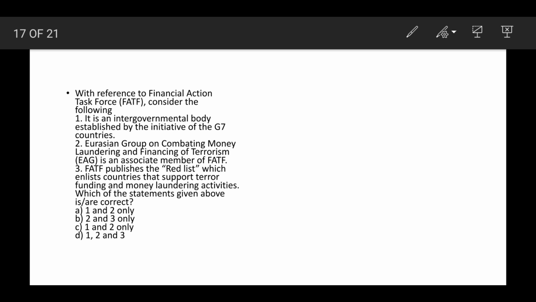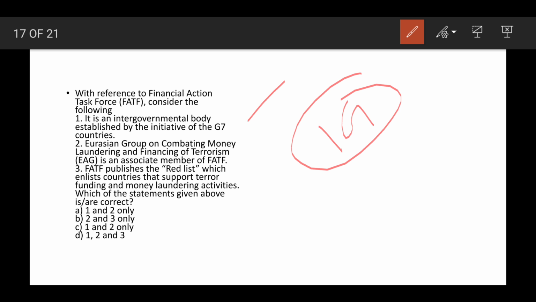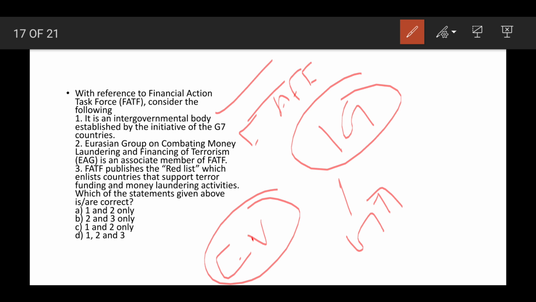Another question is about the Financial Action Task Force. Consider the following. It is an intergovernmental body established on the initiative of G7 countries. It is an intergovernmental body, which is correct. FATF is an intergovernmental body established on the initiative of G7 in Paris, which is the correct answer. Next, the Eurasian Group is an associate member of FATF, providing help in combating money laundering and terror financing.